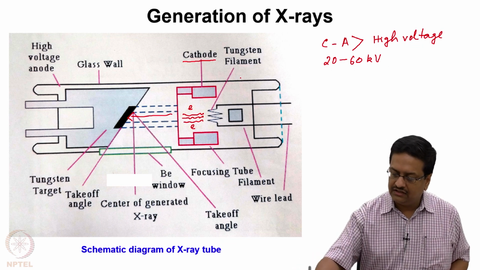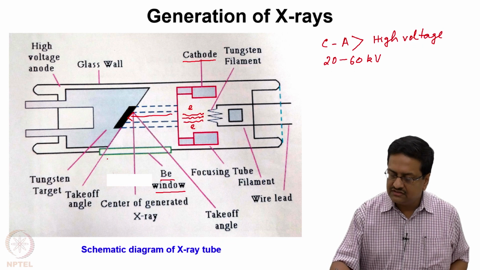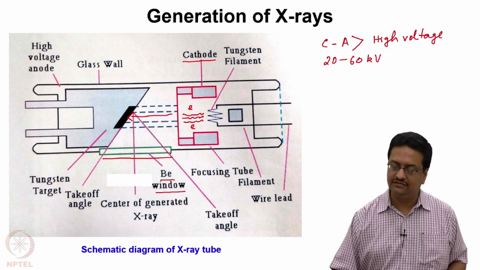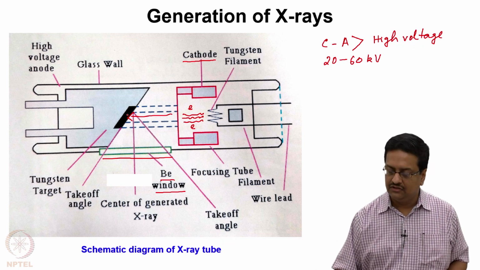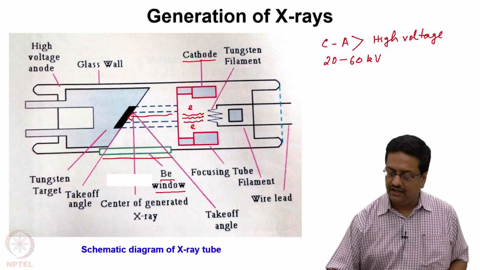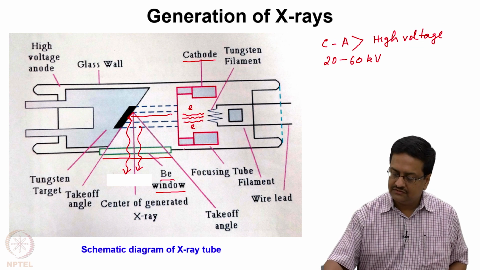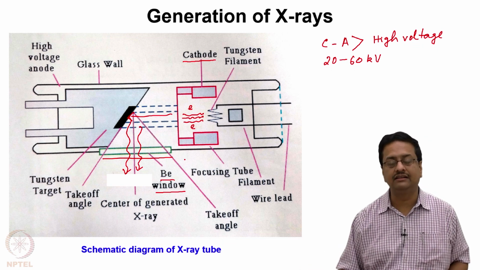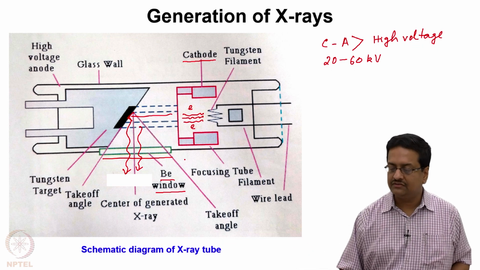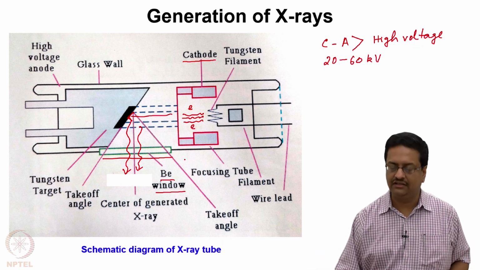We have a glass wall, and we have a beryllium window which is transparent to X-rays. So when the electrons come and impinge on the anode, the X-rays are generated, and that X-ray is emitted in this direction outside the tube, and this beryllium window allows the passage of that X-ray beam. What happens when these electrons are falling on the glass wall at very high velocity?